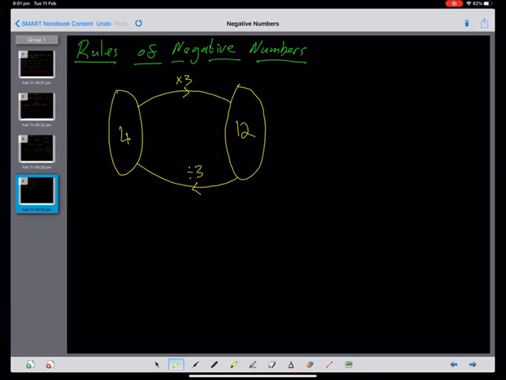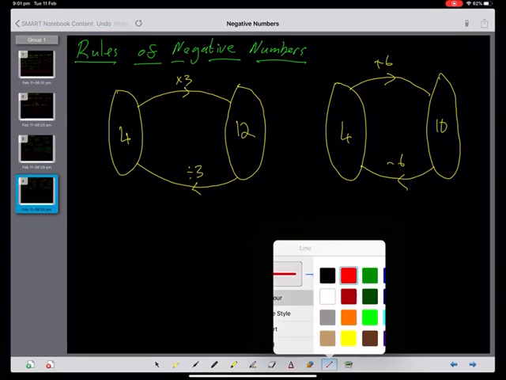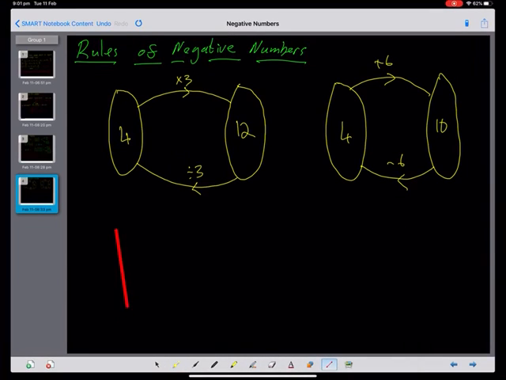So multiplication is a consequence of division, and division is a consequence of multiplication. They are inverse operations. The same is true of addition and subtraction. If we got 4, we can add 6, which is 10. To get back to the original, I subtract 6 to get 4. Okay, so let's summarize our results for addition and subtraction.